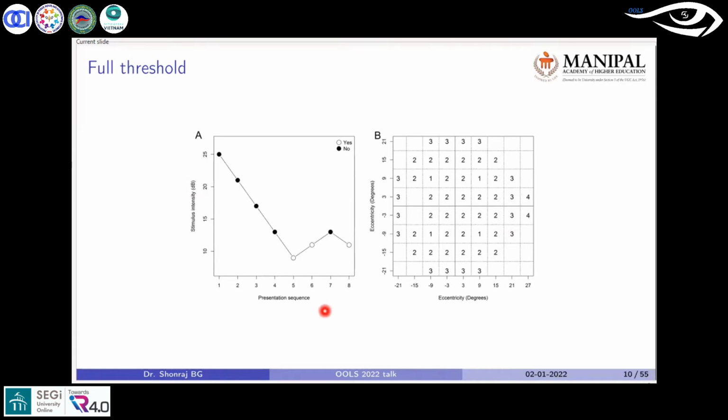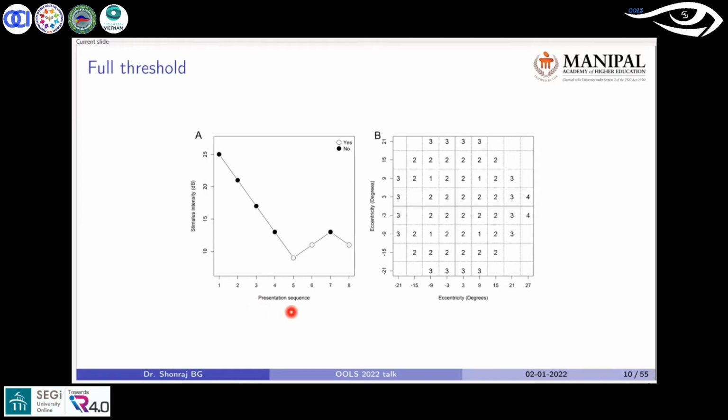What does that mean? It keeps on going in a 4 decibel step until it notices the first reversal, and then it goes a further step. At the next reversals, it goes down by 1 step instead of 2 steps. So it is called the 4-2-1 strategy. The dynamic strategy uses a 4-2-1 strategy, whereas the full threshold uses a 4-2-2 strategy.